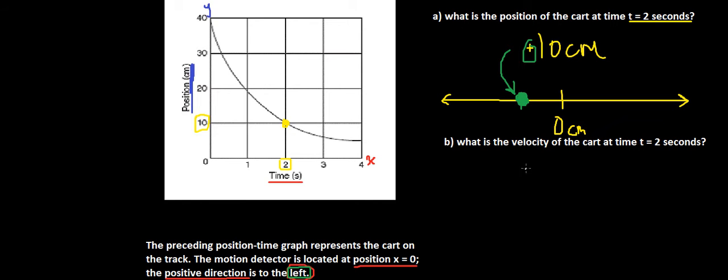Now, the next thing I want to know is what the velocity of the cart is at time t equals 2 seconds. And you're probably thinking, oh, this is not good at all. So I want to know the velocity this time at time t equals 2 seconds. And you're probably thinking, oh no, how am I ever going to figure this out?